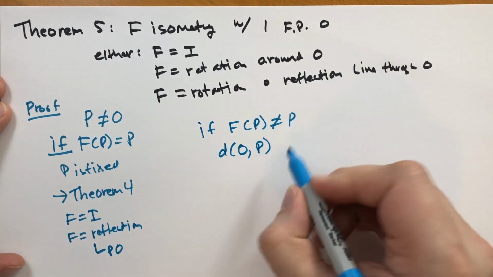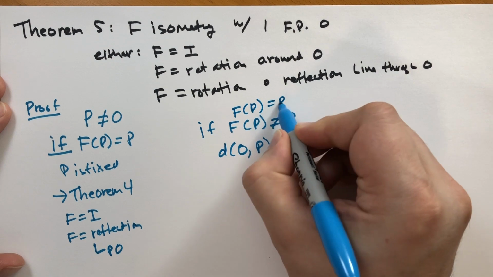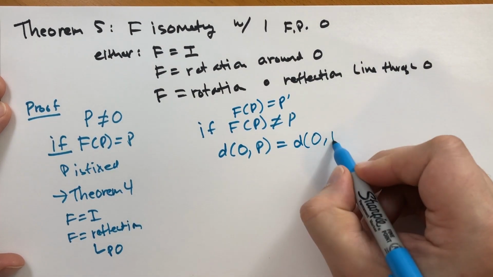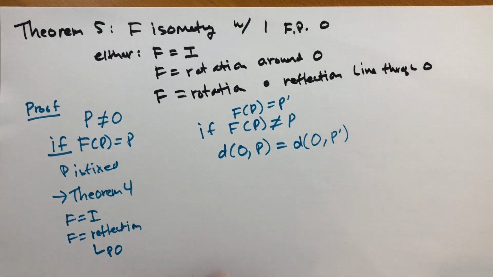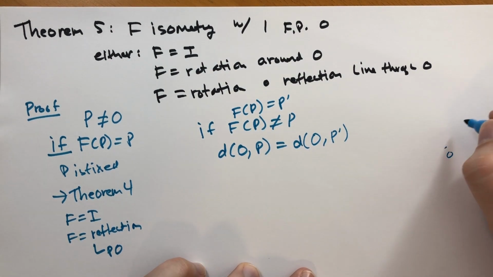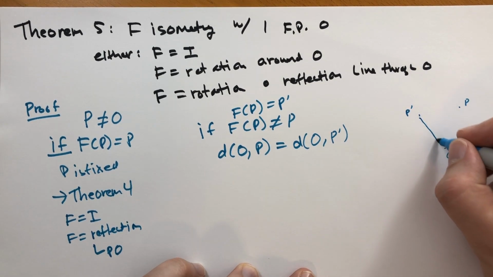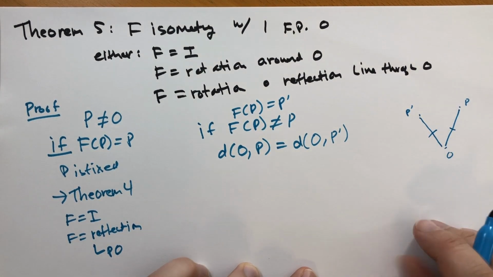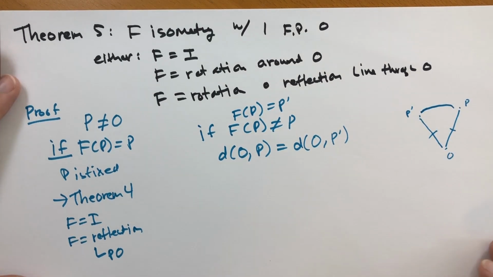If F of P does not equal P, then the distance has to be preserved. So the distance from O to P must be equal, so let's say F of P is P prime, then the distance from O to P must be the distance OP prime. And so what we end up with is a picture like this. I won't use rulers. So we have O, we have P, and we have P prime, and this distance here is the same. You should readily be able to see that this is an arc, and this looks a lot like a rotation.